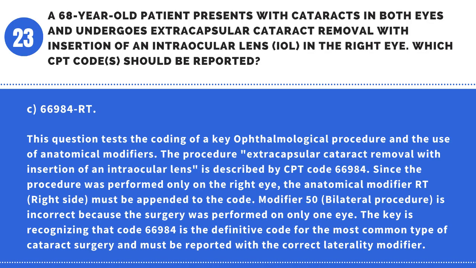Answer: C. 66984, RT. This question tests the coding of a key ophthalmological procedure and the use of anatomical modifiers. The procedure extracapsular cataract removal with insertion of an intraocular lens is described by CPT code 66984. Since the procedure was performed only on the right eye, the anatomical modifier RT, right side, must be appended to the code. Modifier 50, bilateral procedure, is incorrect because the surgery was performed on only one eye. The key is recognizing that code 66984 is the definitive code for the most common type of cataract surgery and must be reported with the correct laterality modifier.